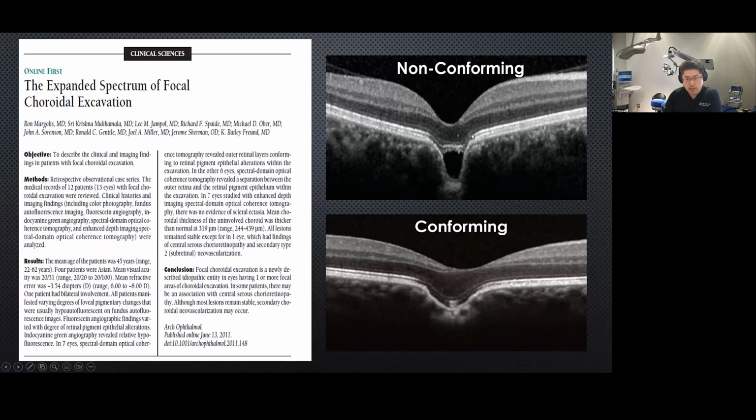There are two types. One is the non-conforming type, where the retina does not conform to the outpouching. And then there's the conforming type, where the outer retina conforms to the outpouching. And this condition is associated with CSR and also choroidal neovascularization. So when we see this, patients should be alerted for potential CSR and choroidal neovascularization. Traditionally, it was thought that this may be congenital, but recently there are publications that this has been acquired, as I have a few cases of acquired choroidal excavation.